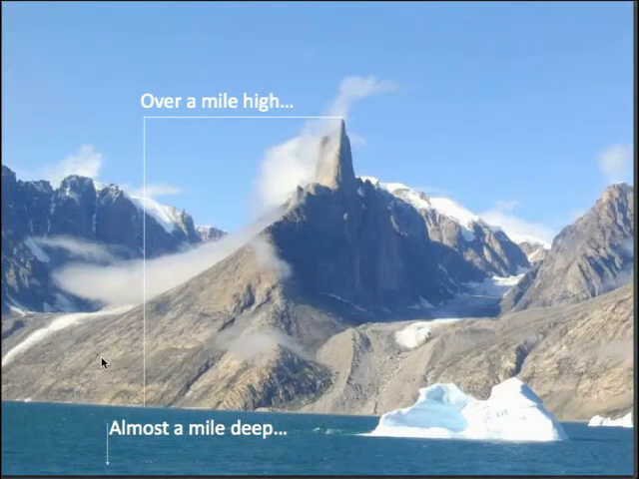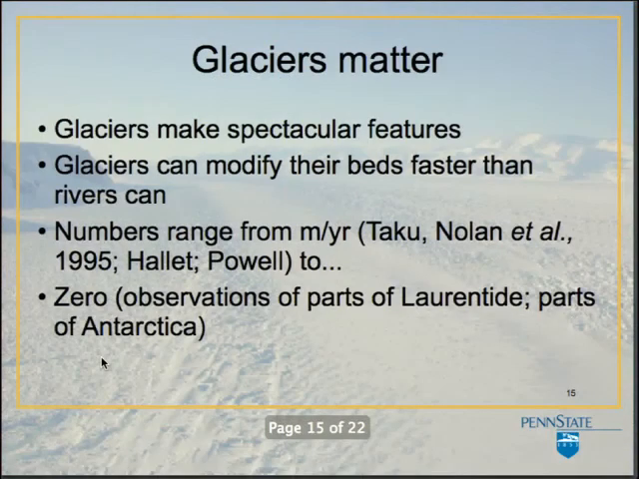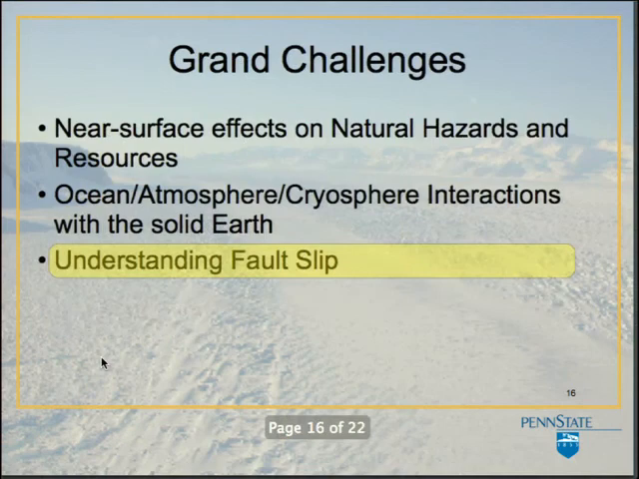Finally, just following on what Eric talked about, this is a mountainside in Greenland, and you have a mile of relief that you can see and another mile that you can't see, and all of this was made by glaciers. Glaciers really matter for landscape, and they do it at spectacular rates, anything from meters per year of erosion to zero. Why? What are the controls on that huge variation, and what are the implications for landscapes?